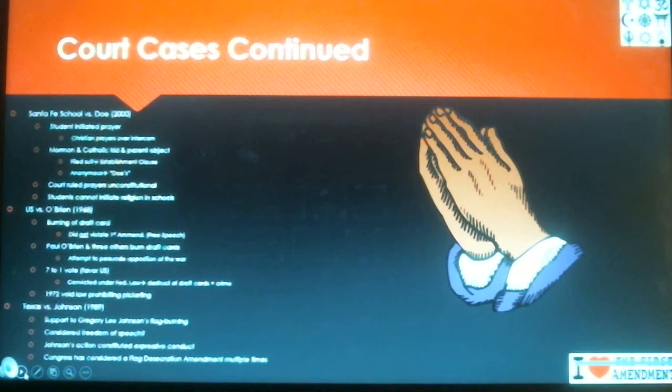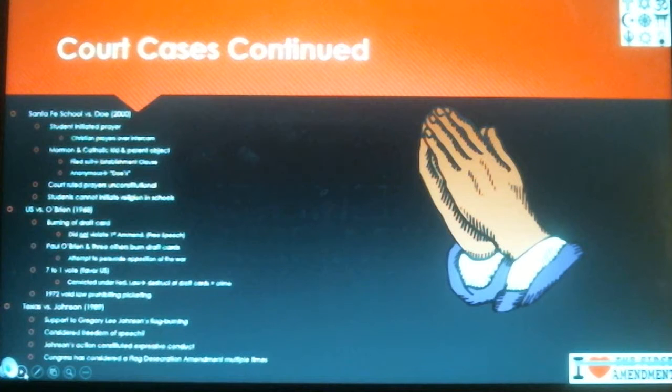The court ruled these public prayers unconstitutional. A prayer on school property at school-sponsored events over the school public address system by a speaker representing the student body, under the supervision of school faculty and pursuant to a school policy that explicitly and implicitly encourages public prayer, is public speech, not private. Students cannot initiate religion in schools. For example, I could not pray over the whole cross-country team.